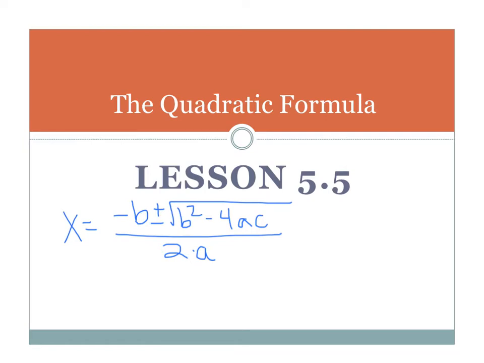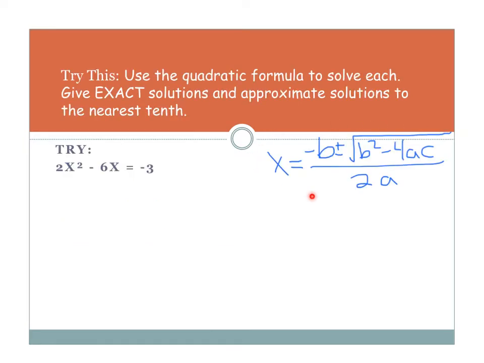Let's try an example. Got our quadratic formula over there on the right so we can reference it. And over here on the left we have a quadratic equation. And what do you think we need to do first if we're going to try and solve this quadratic equation? That's absolutely right. Nice job. We're going to have to set it equal to 0. So I add 3 to both sides and I end up getting 2x squared minus 6x plus 3 equals 0.